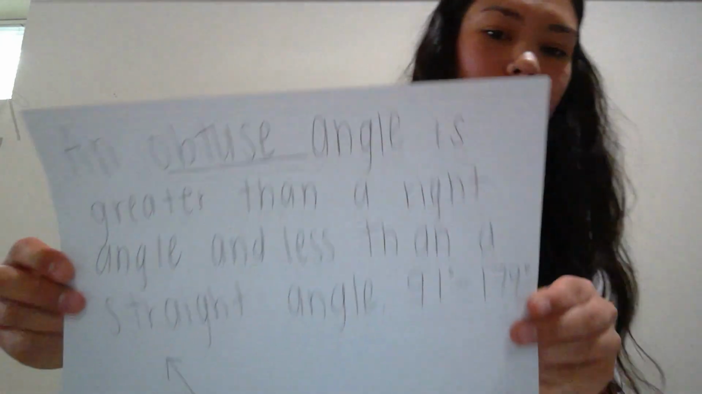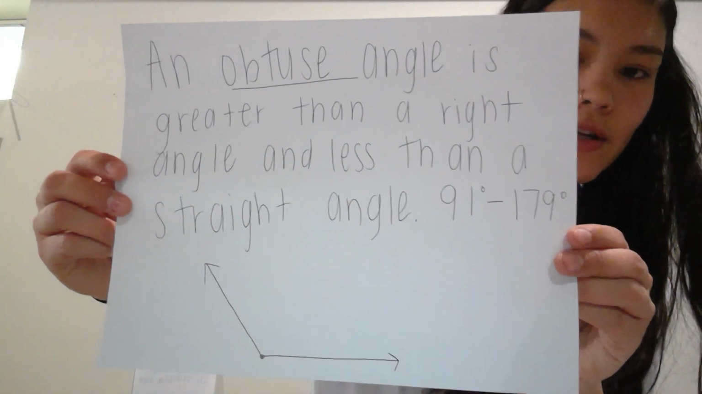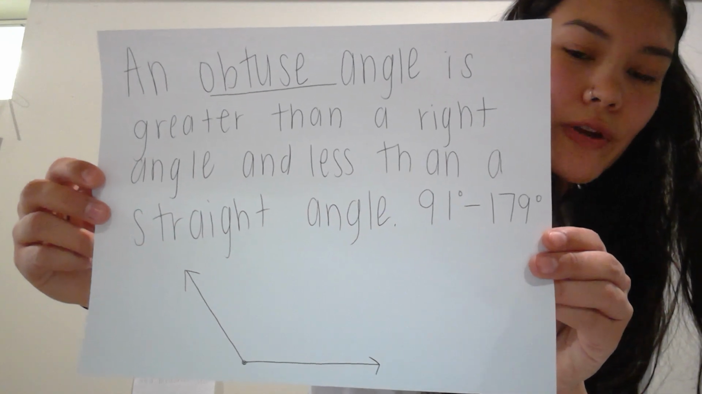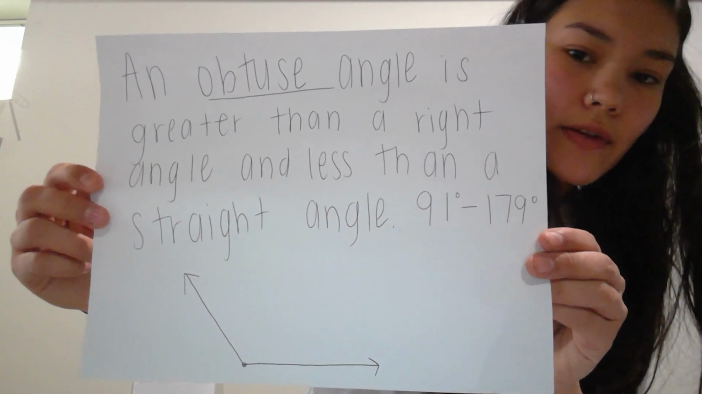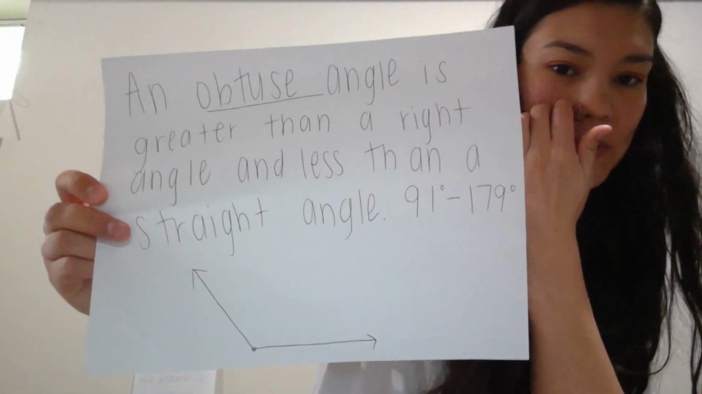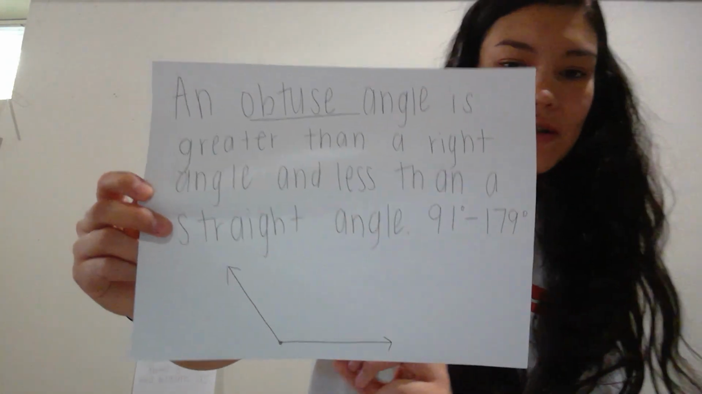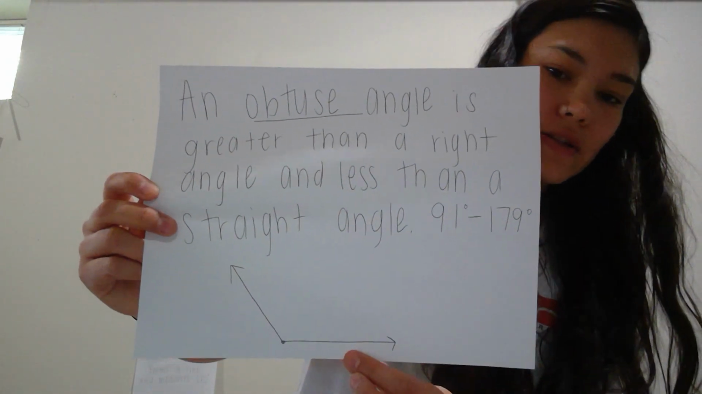Okay, our last type of angle is an obtuse angle. An obtuse angle is bigger than a right angle, and measures less than a straight angle. So an obtuse angle can measure from 91 to 179 degrees, and it looks like this right here.